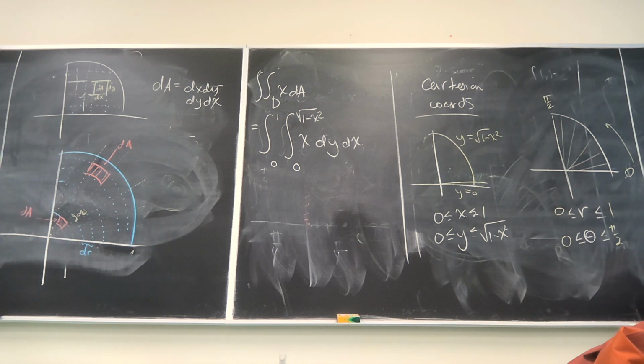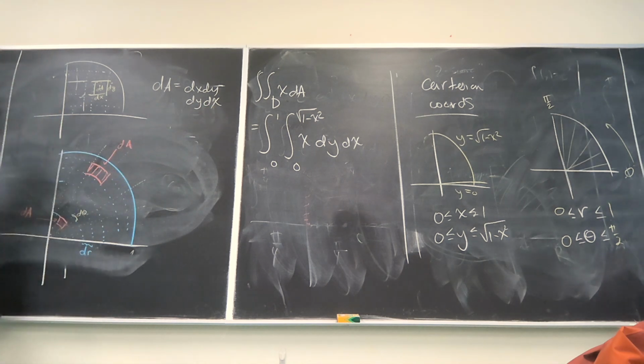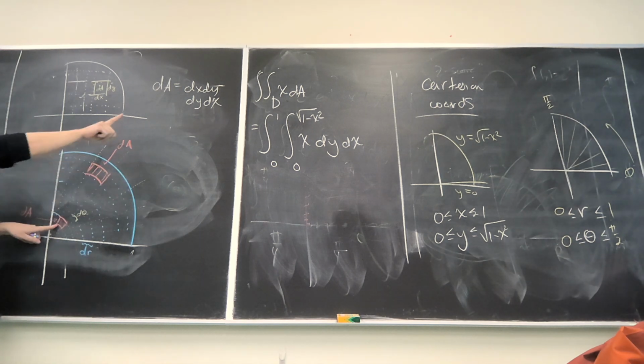So what we want to cook up is a way of replacing dA with some expression in terms of dr and d theta, but it needs to account for the fact that as I move out from the origin, these get bigger.